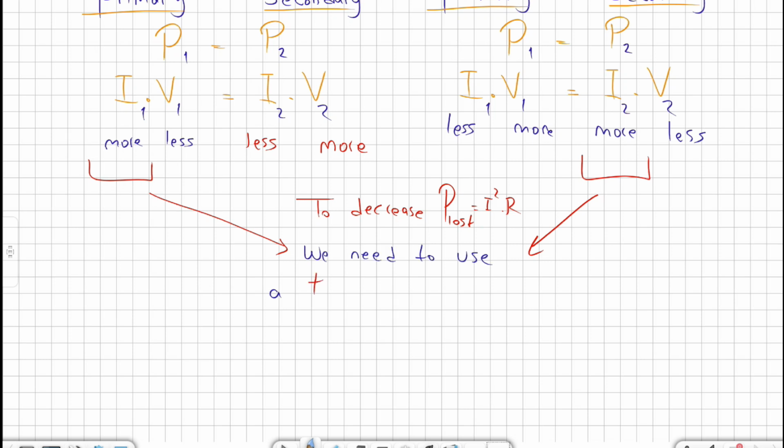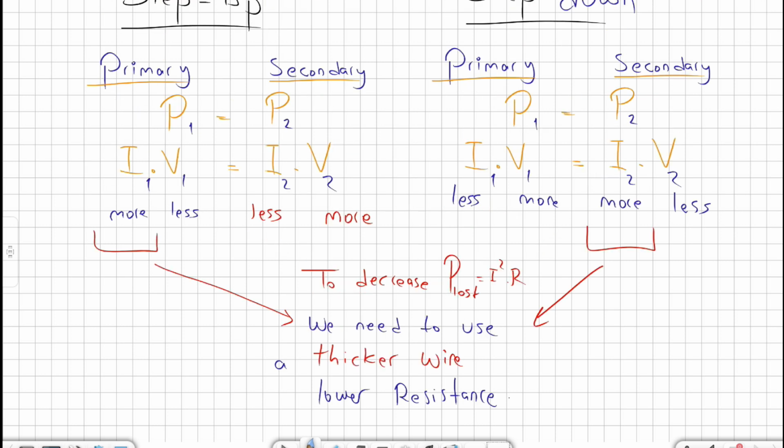How can we do that? By using a thicker wire, because a thicker wire has more cross-sectional area, and as the wire gets thicker, resistance decreases, because a thicker wire has lower resistance. So we can say that in a step-up transformer, in the primary coil, the current is more. Since the current is more, we need to use a thicker wire.